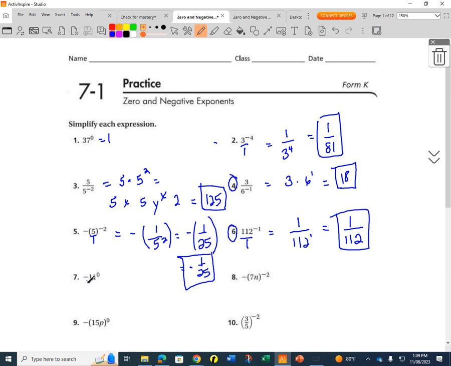Now, -3 raised to the 0 power. So this should be -3 raised to the 0 power, I think. I'm going to look at the answer key. Sometimes these resources do them differently. It should be a -1. I'm curious what the answer key says. Should be the opposite of 11 raised to the 0 power, but let's see what it says.